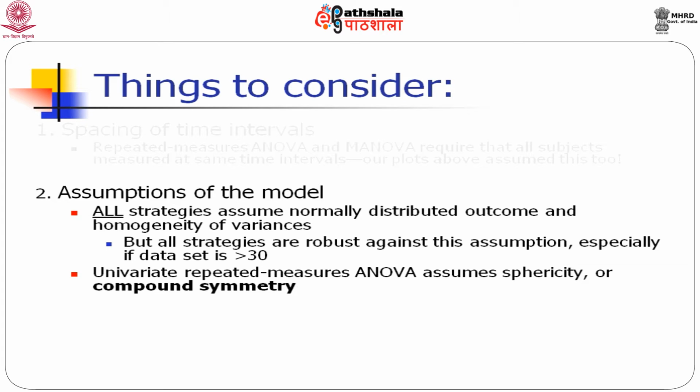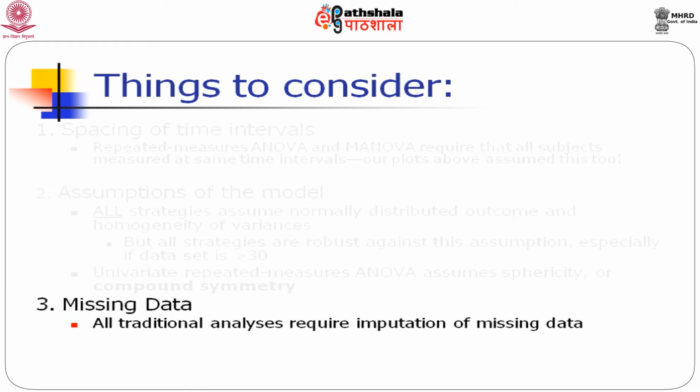The normality point is a little bit additional, it's not that much required, because if you have a data set larger than 30, then automatically it is based on the normal assumption, because in view of the central limit theorem, the asymptotic normality follows. So you are able to apply the ANOVA technique if you have a data set of more than 30. Another assumption is that univariate repeated measures ANOVA assumes sphericity or compound symmetry. What do you mean by compound symmetry? I will be coming to that.